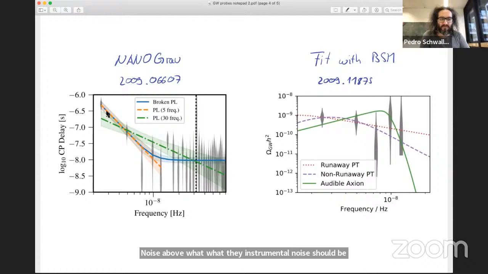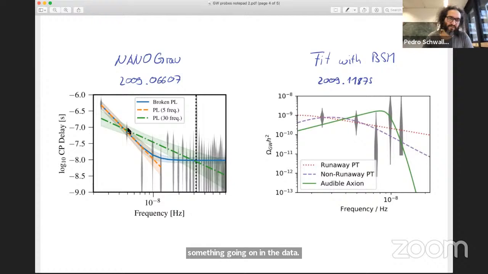So NANOGrav has seen a first hint for what they call a common spectrum process in their data. And since then, the other pulsar timing arrays have also started to look at the data more carefully, and they are all agreeing that there is some hint for something going on in the data. They have not yet claimed discovery of gravitational waves, because in order to claim that, you want to show that the angular correlation also is consistent with gravitational waves.